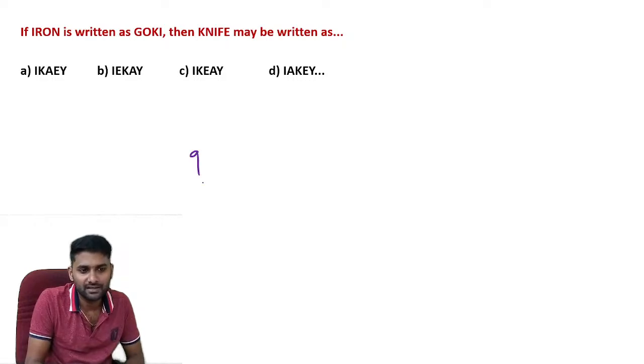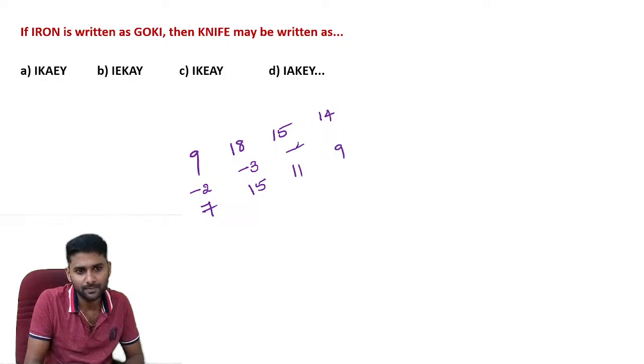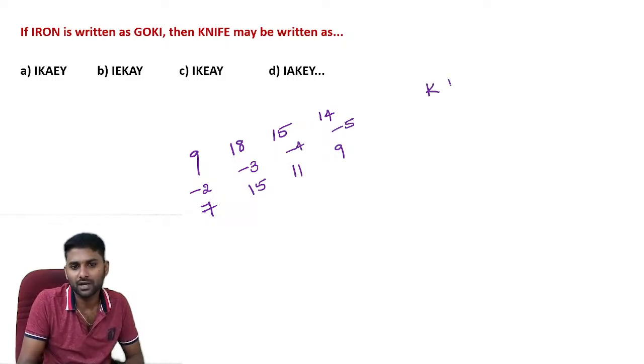I is the ninth letter, R 18th letter, O 15th letter, N 14th letter. G 7th letter, O 15th letter, K 11th letter, I ninth letter. So it's all about minus 2, minus 3, minus 4, minus 5. That is the sequence. What about knife? K N I F E. K is 11th letter, N 14th, I 9, F 6, E 5.